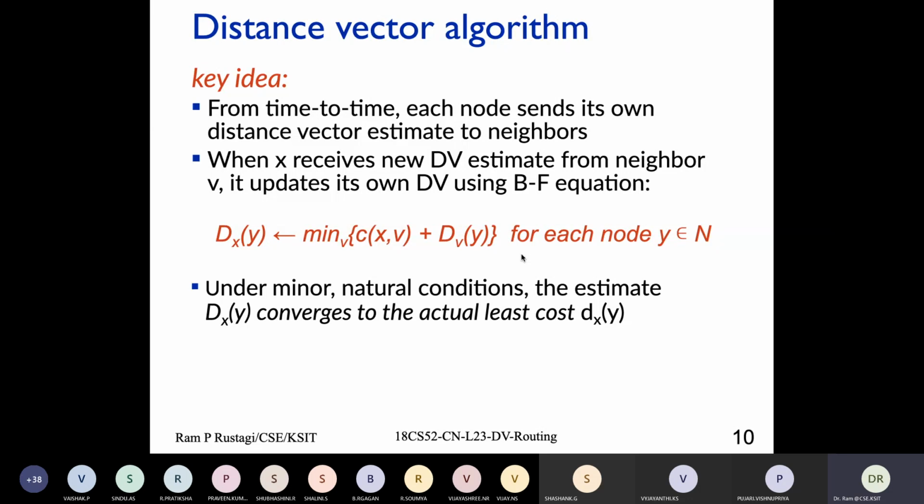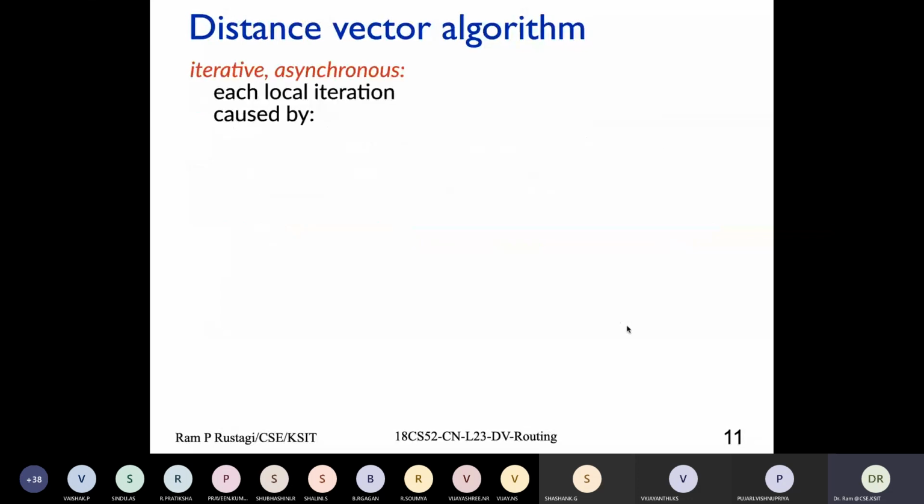And if I make any change, I send my information back to my neighbors. They will recompute and the process keeps repeating. After a while, I won't update anymore. And once I don't update anymore, the estimate I started with, the capital Dxy, would converge to small dxy, which is the actual cost. And that is what we basically look at. So the algorithm is iterative and asynchronous.